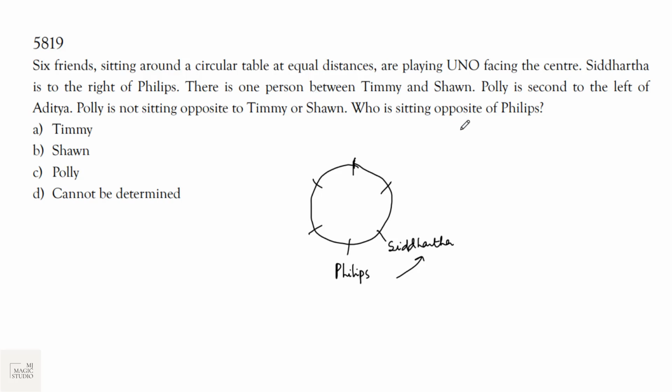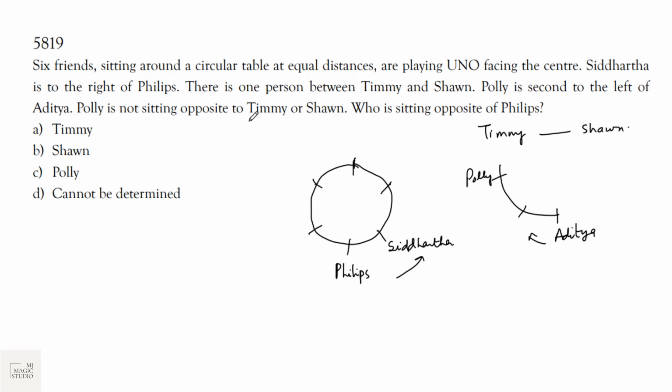There is one person between Timmy and Sean. Timmy and Sean, there should be one person. Polly is second to the left of Aditya. So if this is Aditya, Polly is second to the left. This position would be of Polly. So if Aditya is here, we can have Polly at this position.